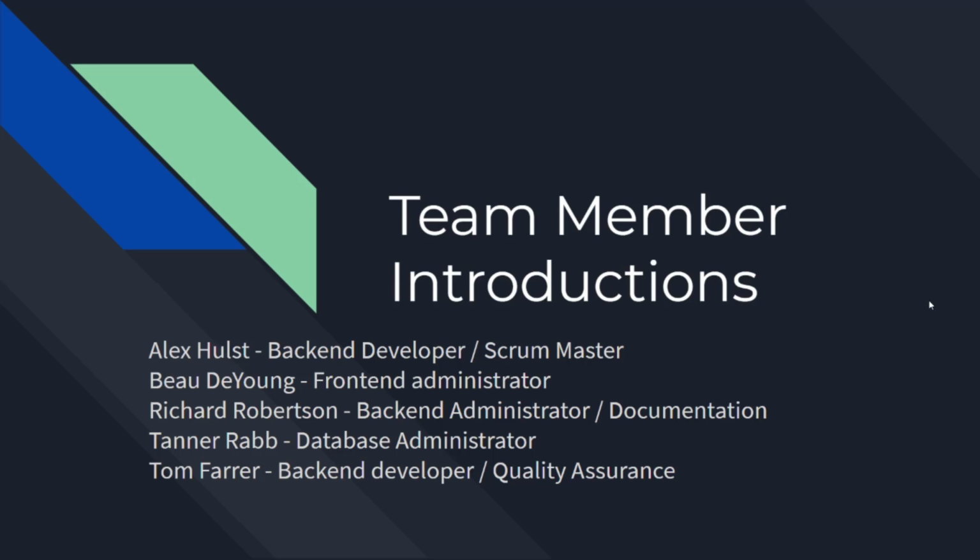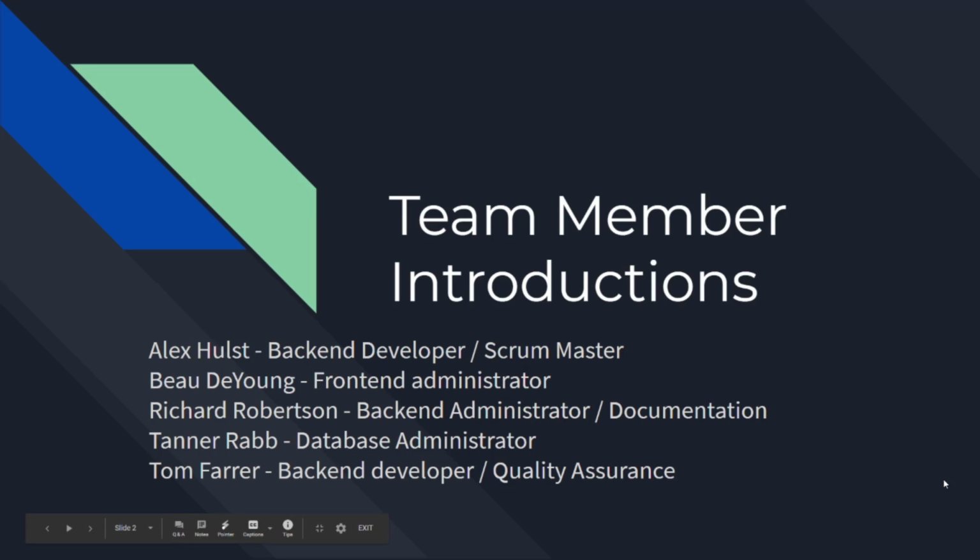My name is Bo DeYoung. I was the front-end administrator. My goals for this project were to have a clean-looking UI that is easy to use as well as navigate for the user. My name's Richard Robertson. I was the backend administrator and in charge of documentation. My goals were to manage the controllers, deploy the application, and also write up instructions in the project notebook.